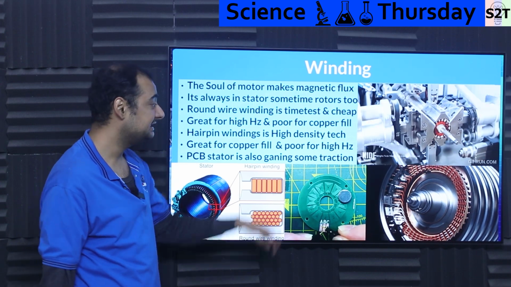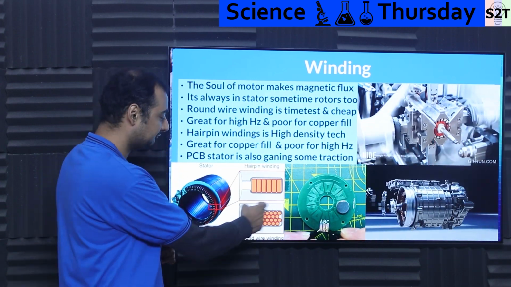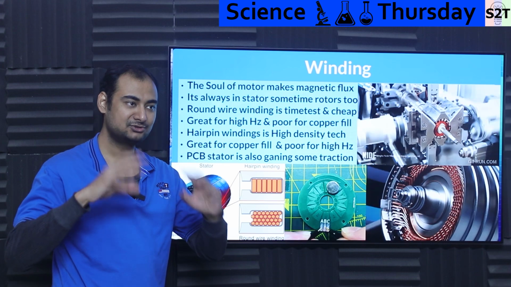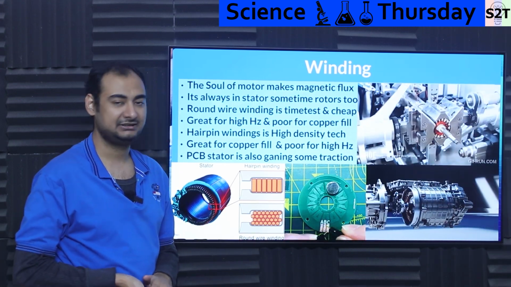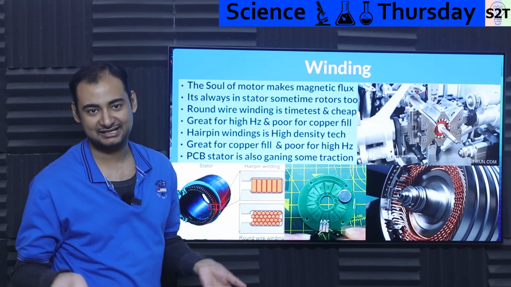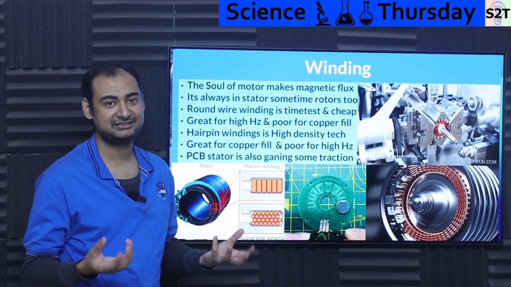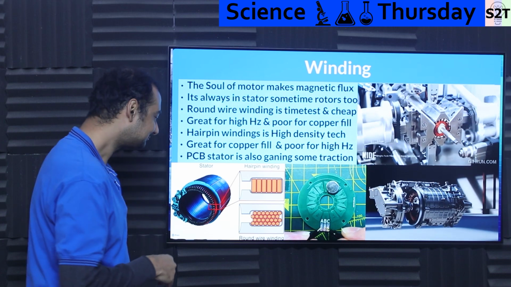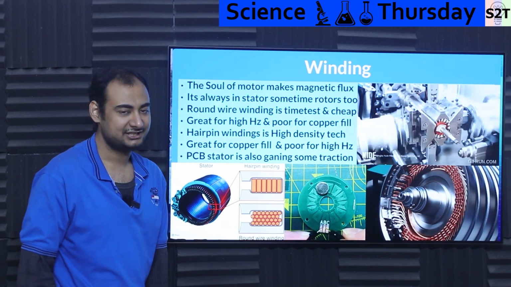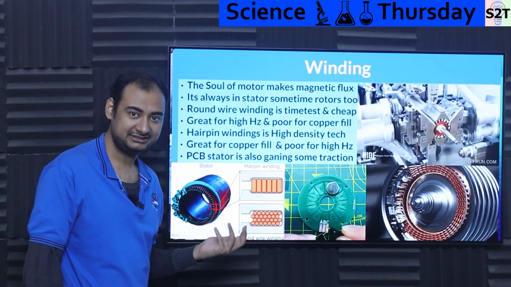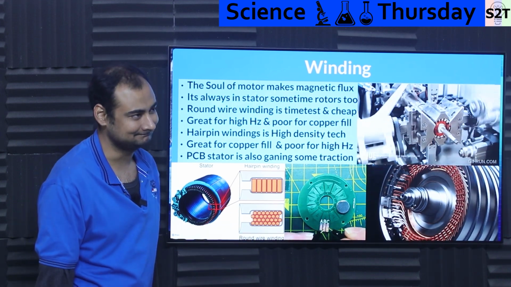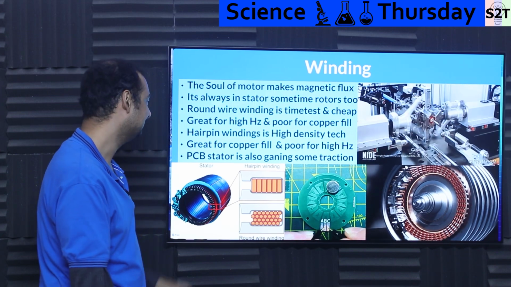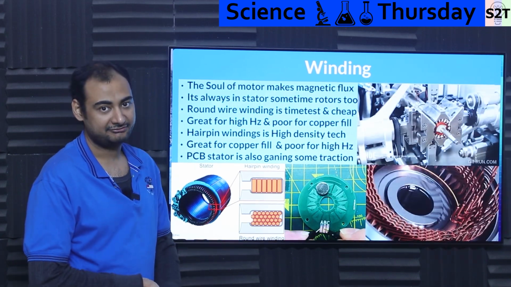What's the penalty? The penalty is poor copper fill, meaning if you have 1 liter of space, how much copper is in there? You will be lucky to get 40 to 50%. So it's very inefficient. And again, if you want higher voltage, the insulation will become thicker, so your copper fill will go down. So that's the limitation. Even though we like it, we trusted it for 1 century, and there is an upper limit to it. We can't really go much beyond that. So that's the poor copper fill penalty.